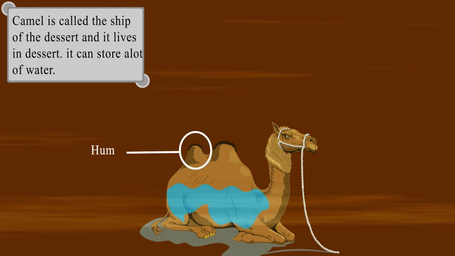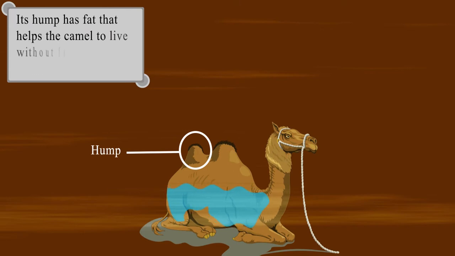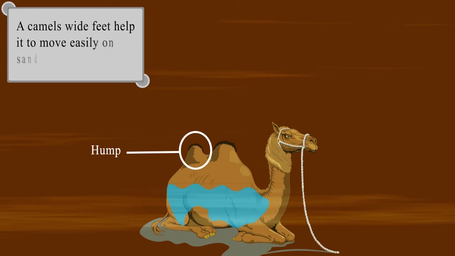Camel is called the ship of the desert, and it lives in desert. It can store a lot of water. Its hump has fat that helps the camel live without food and water for a long time. A camel's wide feet help it move easily on the sand.